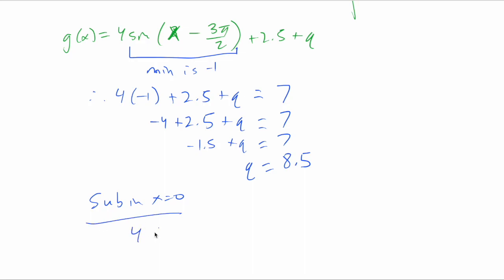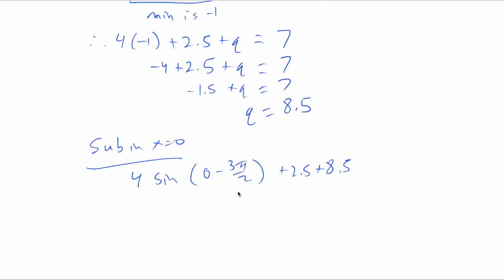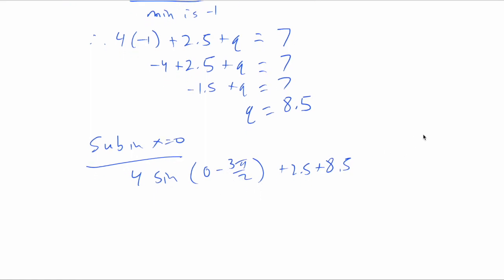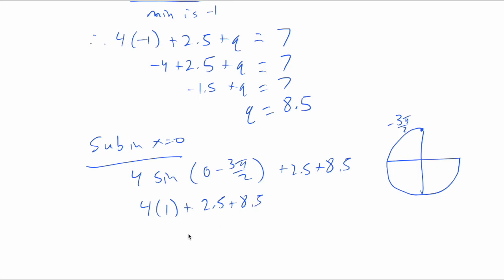So now to get the y-intercept, basically r is the y-intercept, we just sub in x equals 0 into the equation. So we have 4 sine (0 minus 3 pi over 2) plus 2.5 plus 8.5. And sine of negative 3 pi over 2 is going counterclockwise. This is the angle, -3 pi over 2. The sine is just 1 here. So the answer is just 4 times 1 plus 2.5 plus 8.5, which simply equals 15, which is the answer. I guess I should say r equals 15.